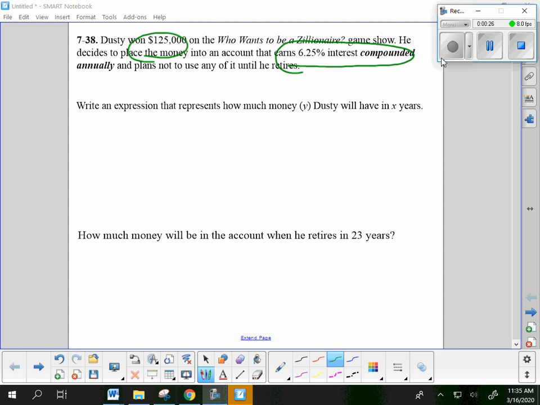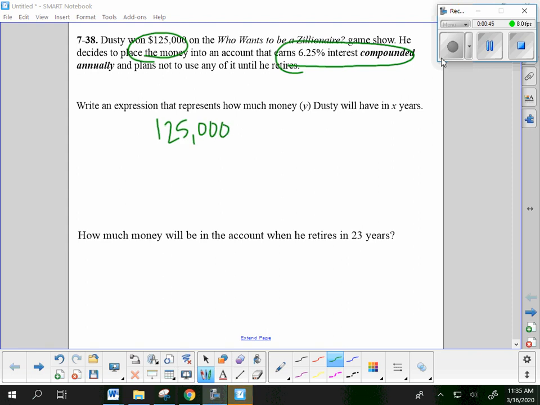Okay, so compound just means that we're going to have to multiply by our percentage interest. So write an expression that represents how much money, y, Dusty will have in x years. So in order to do that, we need to know our initial value, and that's going to be the $125,000.